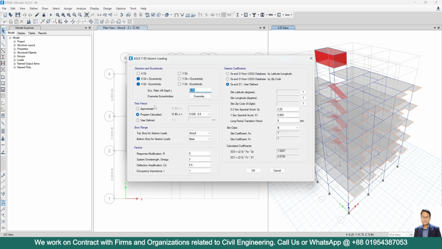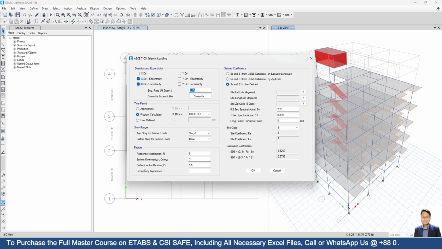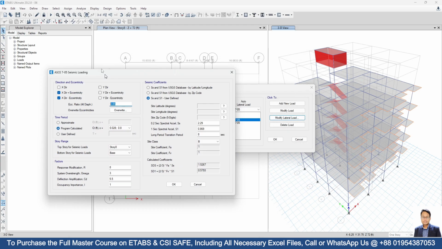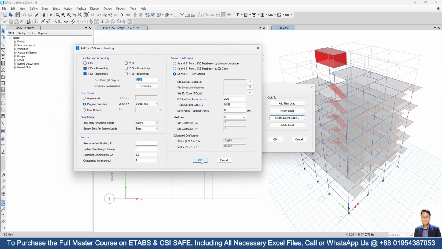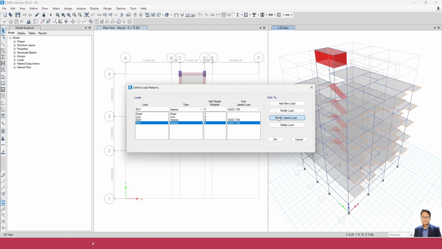Okay, now we have to provide the value of time period. We have to provide several factors like response modification, strength, over strength factor, then deflection amplification factor, occupancy importance factor, and so on. So we have to calculate them from our code book. Click on OK. Again go to EQY, then go to modify lateral load.